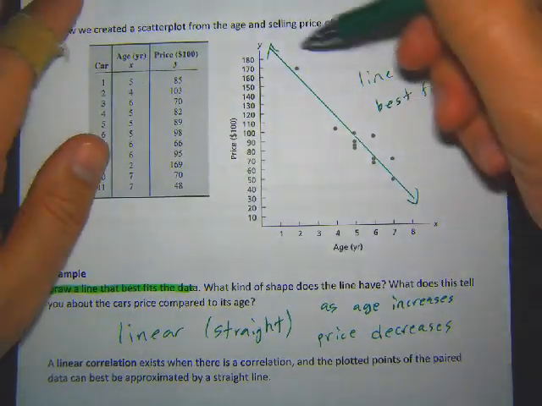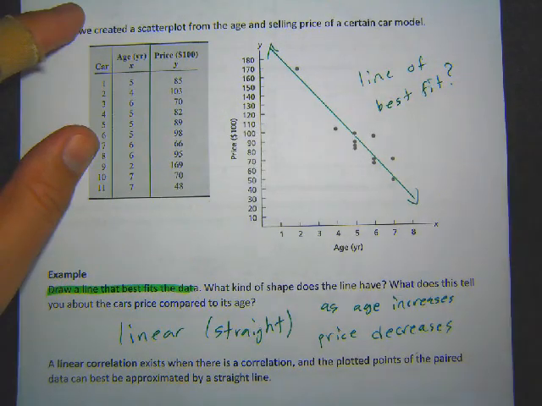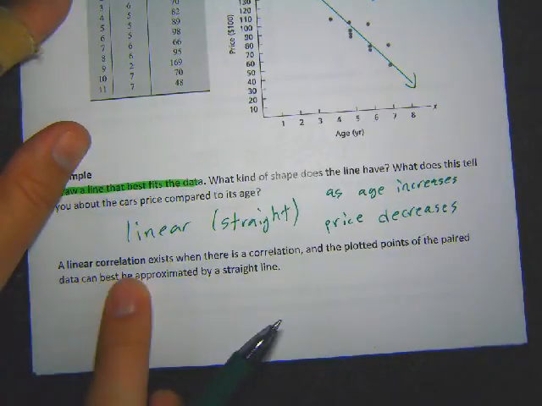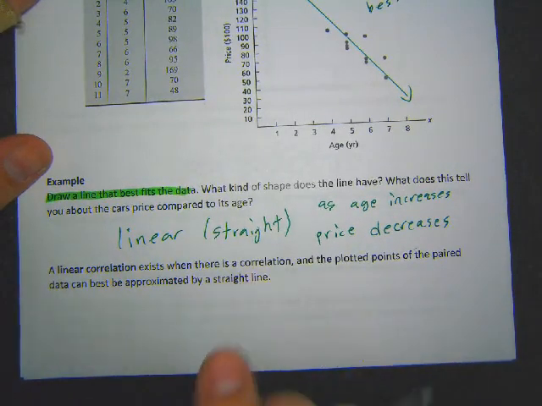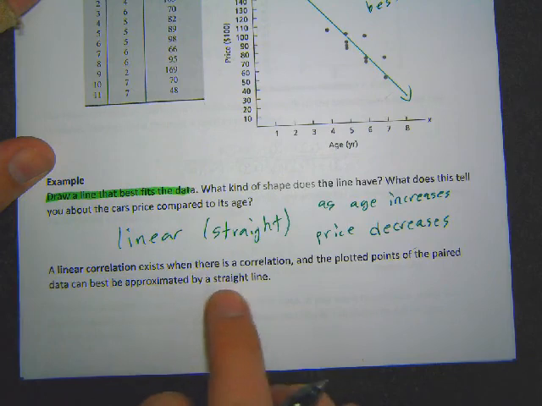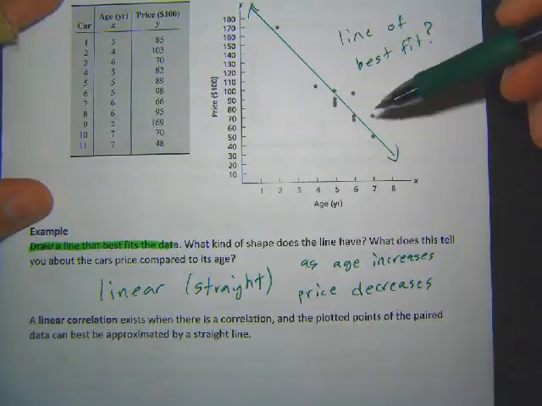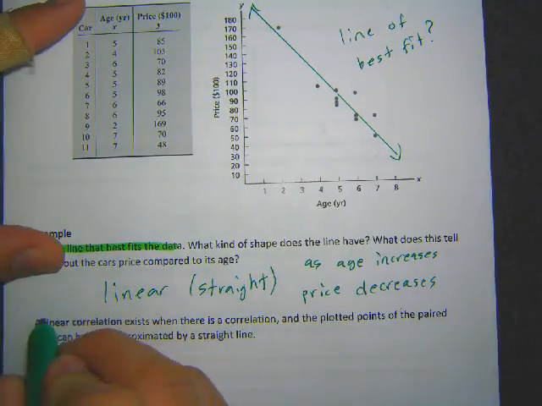And again, if we think it makes sense to do this with a straight line, a linear graph, a linear correlation exists. So we do have a linear correlation when there is a correlation and the plotted points can best be approximated by a straight line. So there is some kind of correlation and it looks like a straight line. So that's what we call linear correlation. So we're going to be dealing with linear correlations in this section.